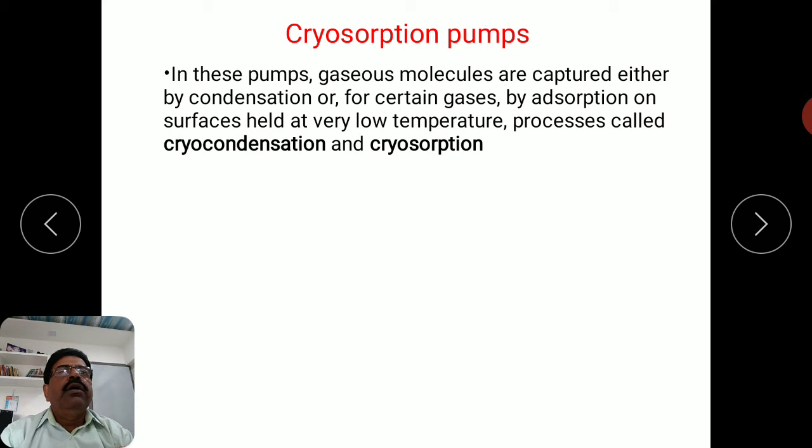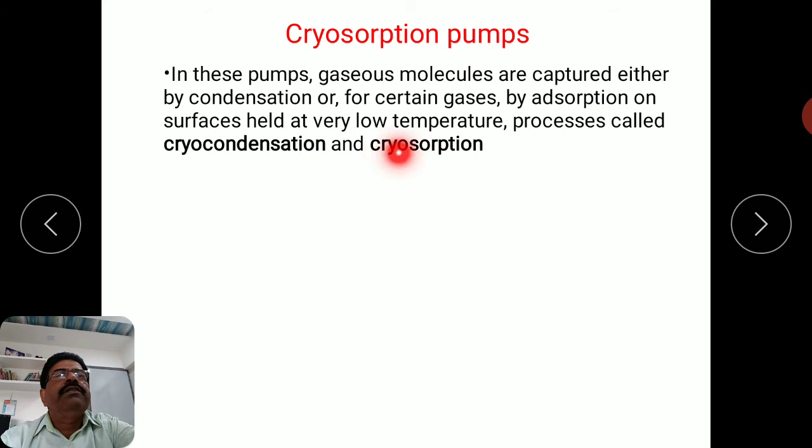So in these pumps, in cryosorption pumps, gaseous molecules are captured either by condensation or, for certain gases, by adsorption on surfaces held at very low temperature. So these processes are called cryocondensation and cryosorption. Okay, so cryocondensation, that type of cryo pump, we have already discussed in the last video. So today I am going to discuss the cryosorption type of pump.